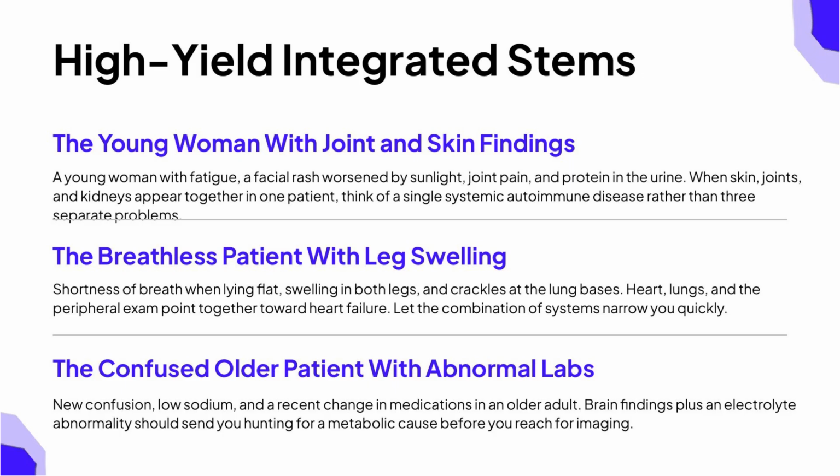Second, the patient who is breathless lying flat, has swelling in both legs, and has crackles at the lung bases. Heart, lungs, and the exam point together toward heart failure. Third, the older patient with new confusion, a low sodium level, and a recent medication change. Brain findings plus an electrolyte abnormality should send you hunting for a metabolic cause before you reach for imaging. Learn these patterns and you will recognize them instantly on test day.